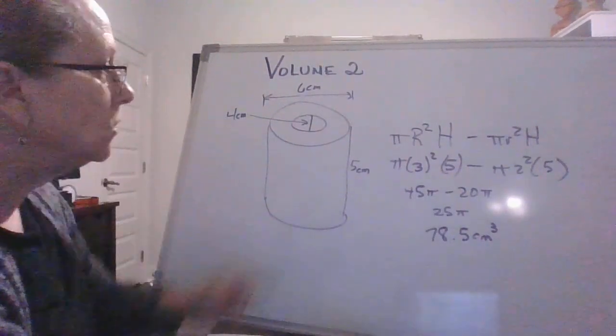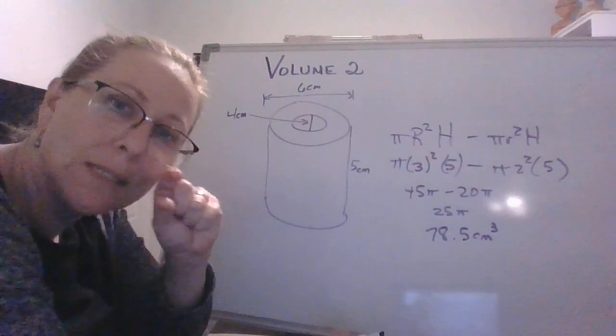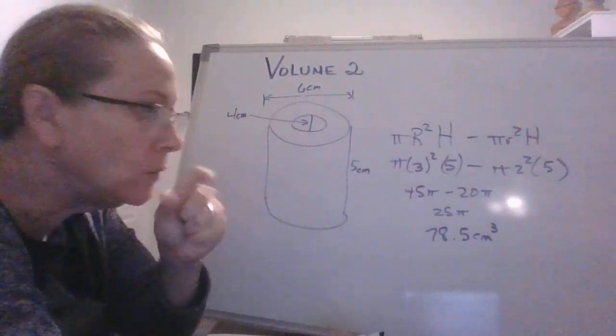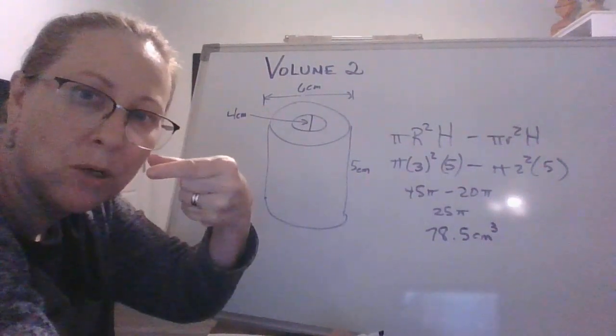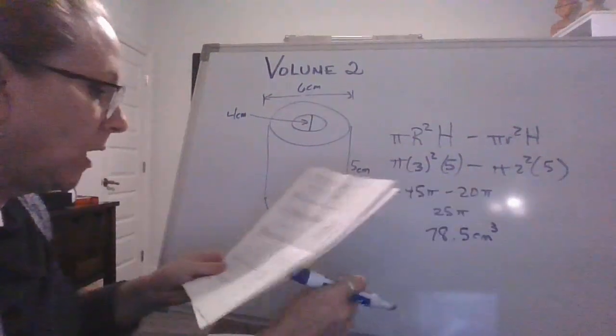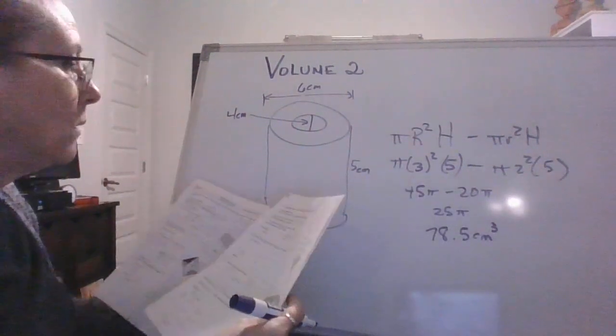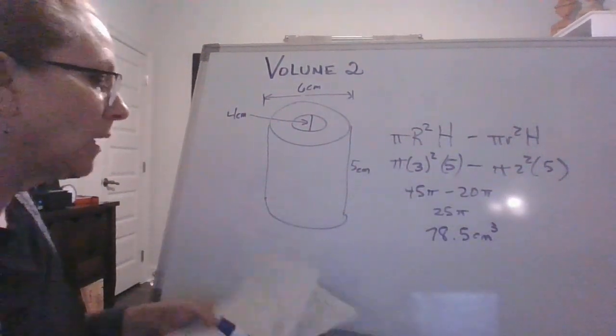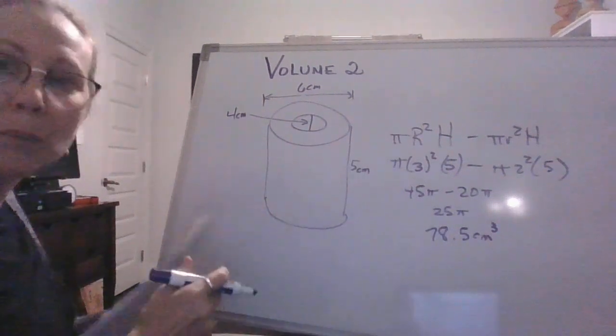So again, to fill this up, it would take 75 of those little cubes, 1 centimeter by 1 centimeter by 1 centimeter. All right, moving right on to number 7. Oh, super great. It's a pool.